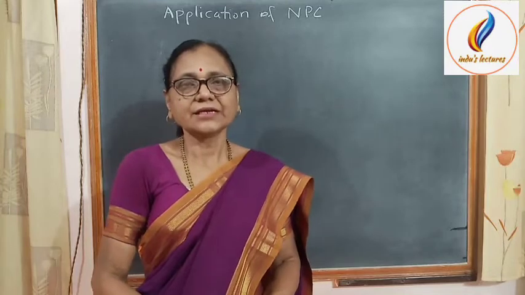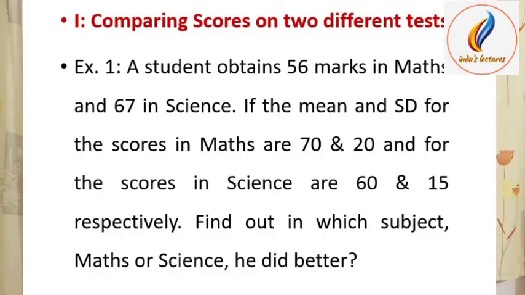Now let us consider the example. A student obtains 56 marks in mathematics and 67 in science. If the mean and standard deviation of scores in mathematics are 70 and 20, and for the scores in science are 60 and 15, find out in which subject, mathematics or science, he did better.